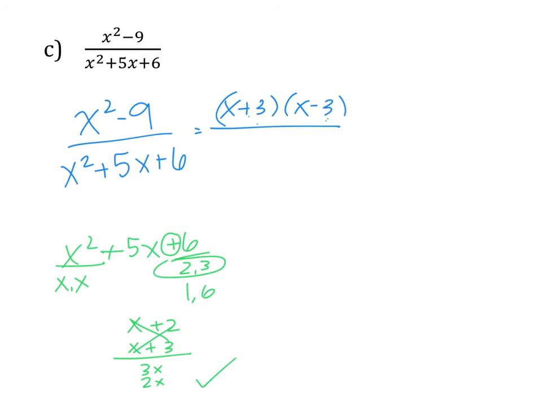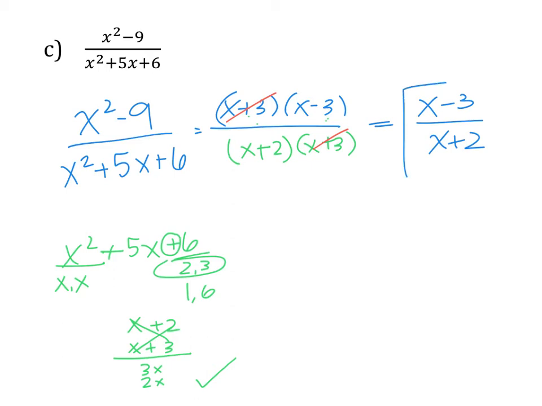So we have x plus 2 times x plus 3. I'm able to cancel now. What do you have in common? x plus 3 and x plus 3. My answer comes out to x minus 3 divided by x plus 2. If you want to keep the parentheses there, you can, but it's not necessary. Factor each side, cancel out what you can.